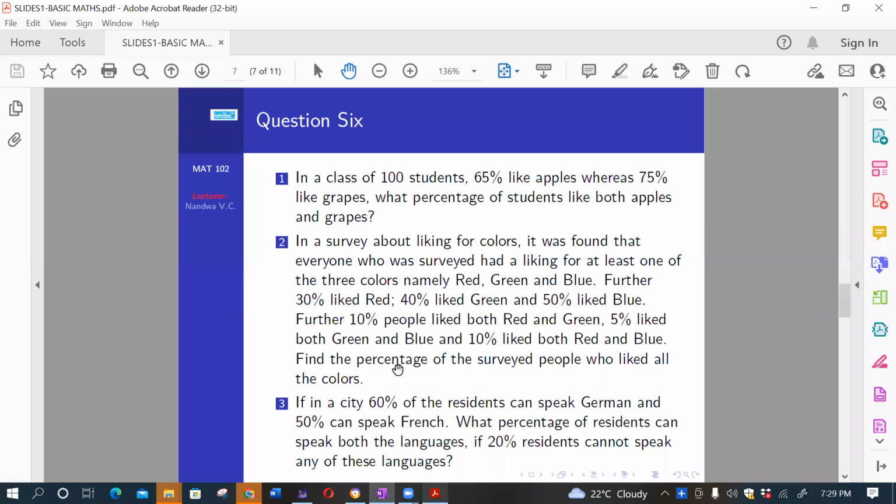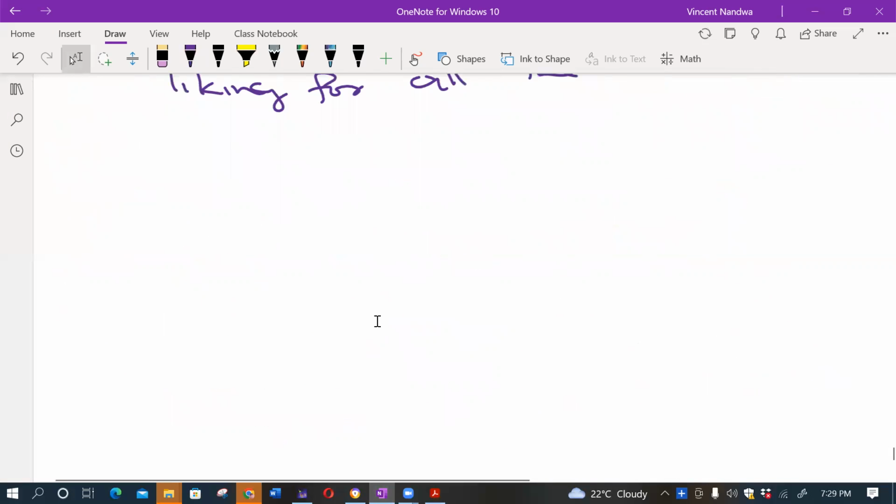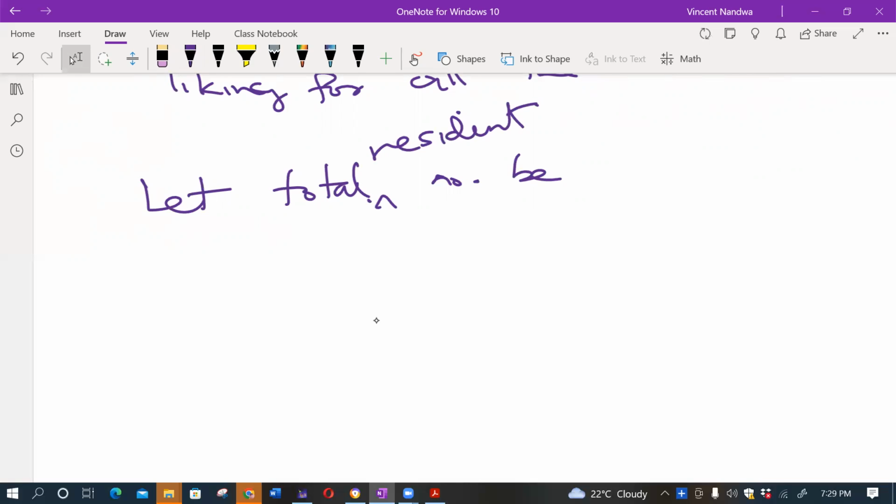And lastly, question 3. If in a city 60% of residents can speak German and 50% can speak French, what percent of residents can speak both languages if 20% cannot speak any of these languages? So let's also pick our total number to be 100. So let the total resident number be 100, which means there are two main sets.